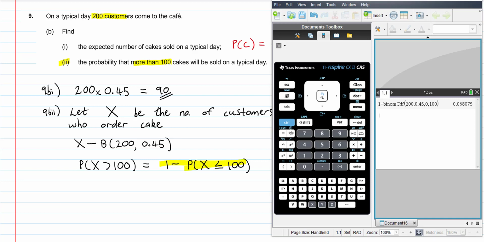0.068075. So we just need to round that to 3 significant figures, and we're going to get 0.0681. And that is our answer for question 9b, part 2.